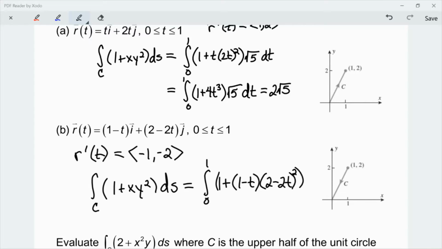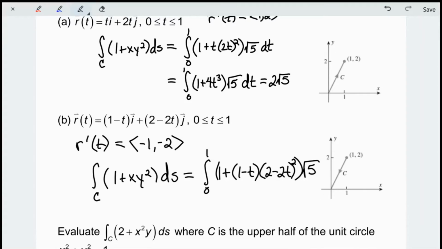All of that multiplied by the length of the derivative vector, the square root of dx/dt squared plus dy/dt squared, and then multiply by dt. Okay, so there's a little bit of algebra here. You'd expand it out, do a little bit of work, but in the end, what you'll find is you actually get the exact same result. We get 2 root 5 again.